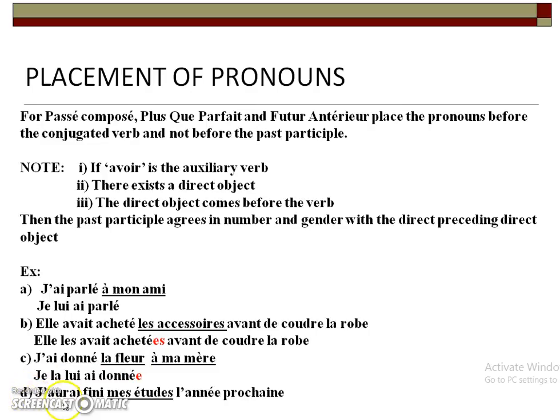Example number 4. J'aurais fini mes études l'année prochaine. I would have finished my studies next year. My studies, that is them. So my answer would be je les aurais finies. As studies is feminine plural, fini would take an es.